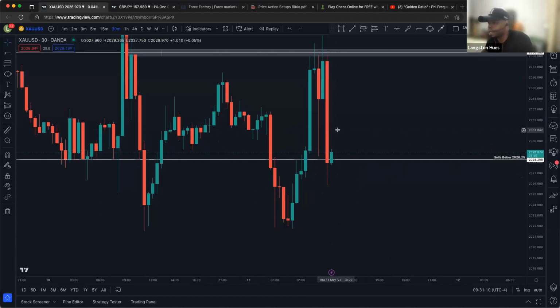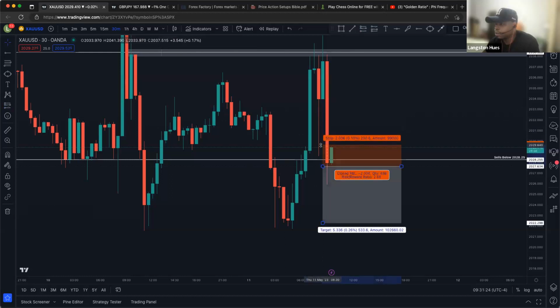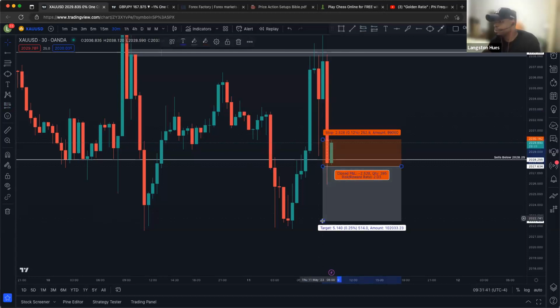That would be like a 30 pip stop loss. Okay, we might get it. Let's see. What is that? 24 pips? That's not bad, to come down to test this low here. Not bad at all.